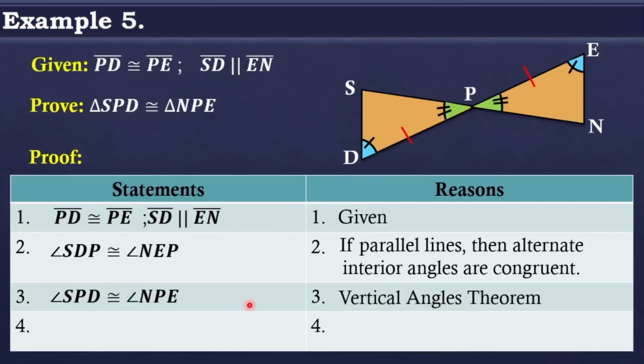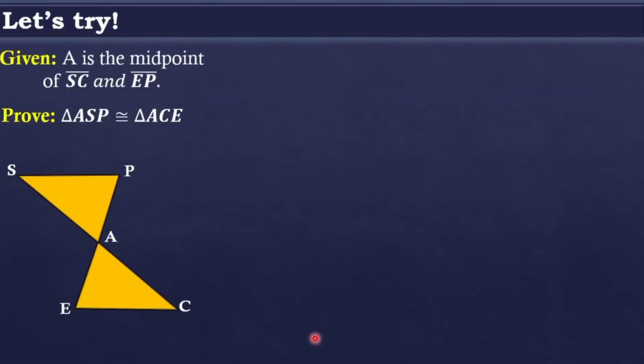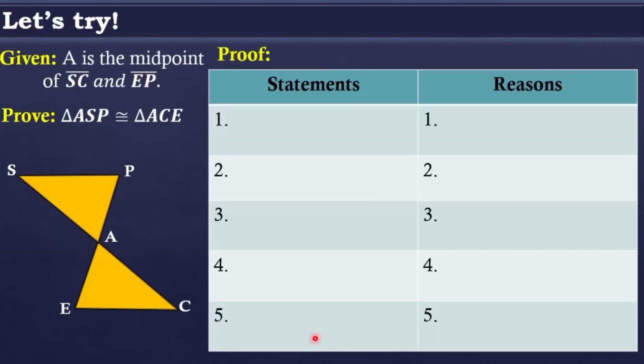So we can now prove that triangle SPD is congruent to triangle NPE. So by, ito ay side, ito po ay angle, and this one is an angle. So kung titingnan po natin, your side here is included. So ASA. So these two triangles are congruent by ASA congruence postulate. So let's try. So I'm giving you 30 seconds. If 30 seconds is not enough, you may pause the video.